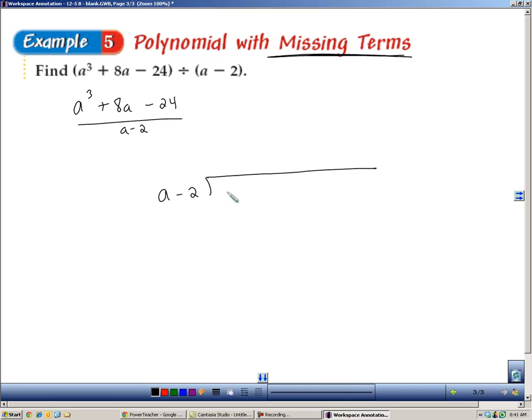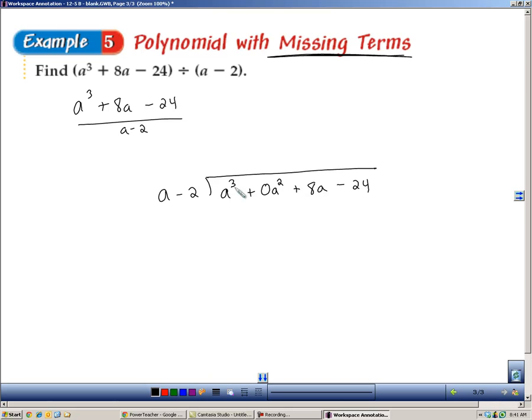So when I write my trinomial out, I'll start with an a cubed, but if you notice there's no a squared. But I have to have an a squared value when I write it out. So I can finish with 8a minus 24, but I've got to figure out a way of writing an a squared term in there just so my division can be organized and can work out. So how I'm going to do that is I'm going to use 0a squared, because that's a way of writing an a squared term that really doesn't exist. And now we'll use long division.